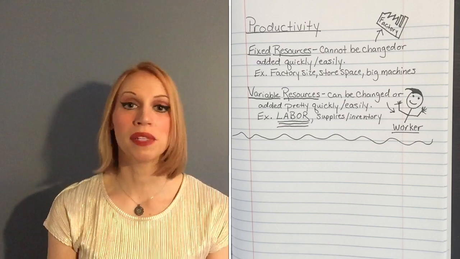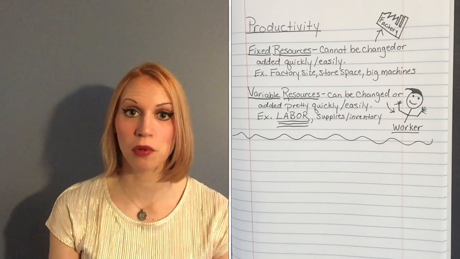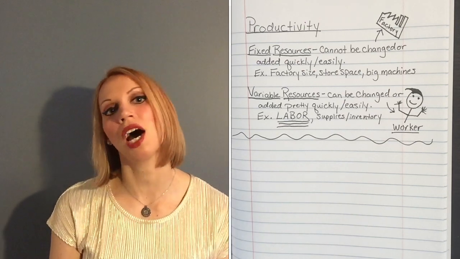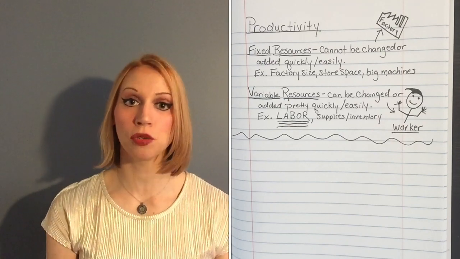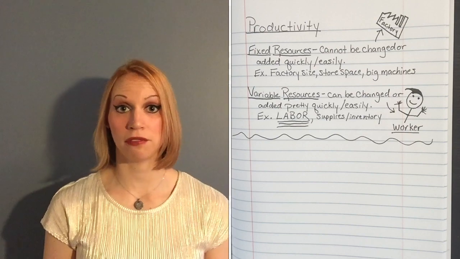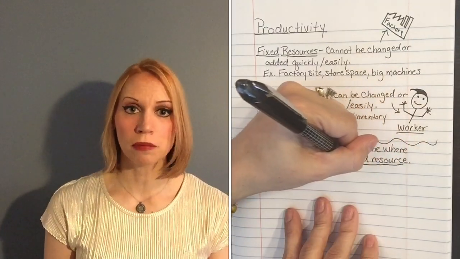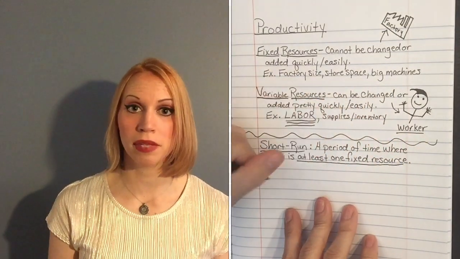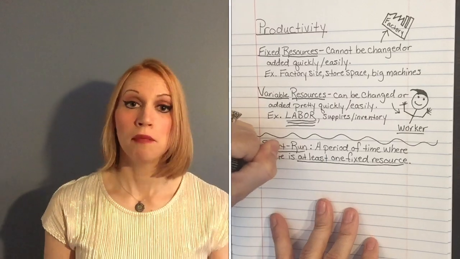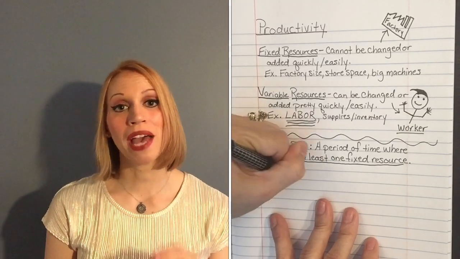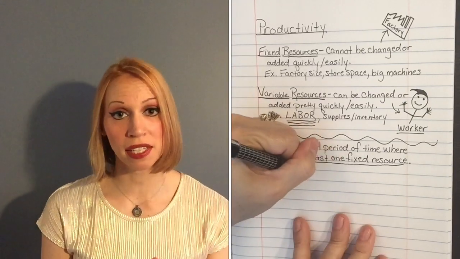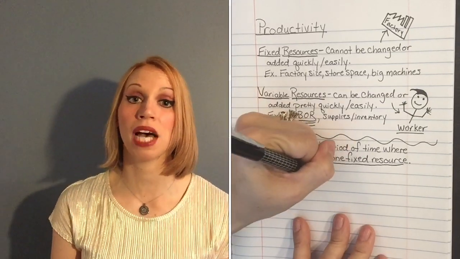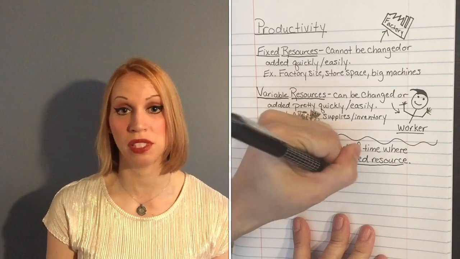Now, not only are businesses going to use fixed and variable resources, but they're also going to operate on 2 different time levels. They're going to have a plan for the short run, but they're also going to have a plan for the long run. The short run is a shorter period of time. It's not a specific period of time, but it's a shorter period of time where you have at least one resource that you're stuck with. So technically speaking, the short run is a period of time where there's at least one fixed resource.